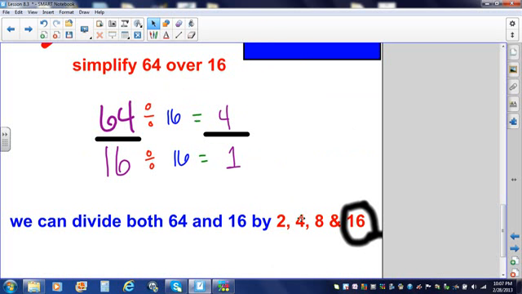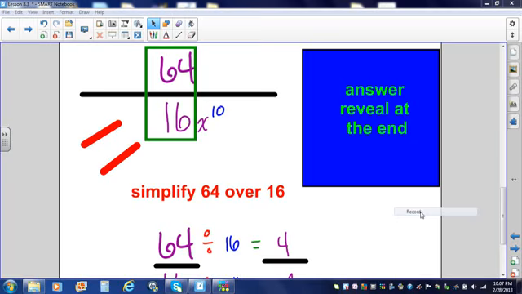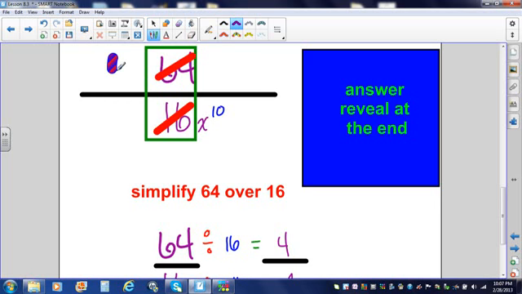If you simplify by 2, 4, 8, you're going to have to do that a couple times, but you should still get down to 4 over 1. Your choice, just get 4 over 1. So we simplified this, and we got 4 over 1.